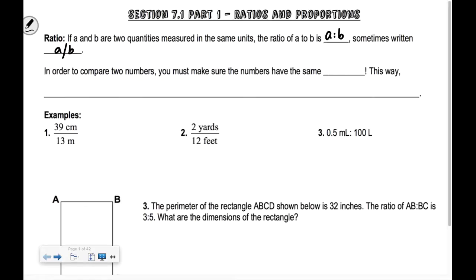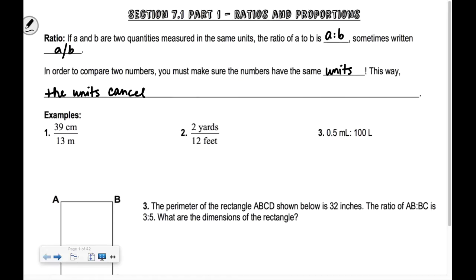In order to compare two numbers, you must make sure that they have the same units. Okay, so this way the units cancel each other out. That might not make very much sense, but if you think about like 39 centimeters over 13 meters, think about which of those quantities is bigger. Is the 39 centimeters, is that distance? Kind of show me with your hands how much 39 centimeters would be.